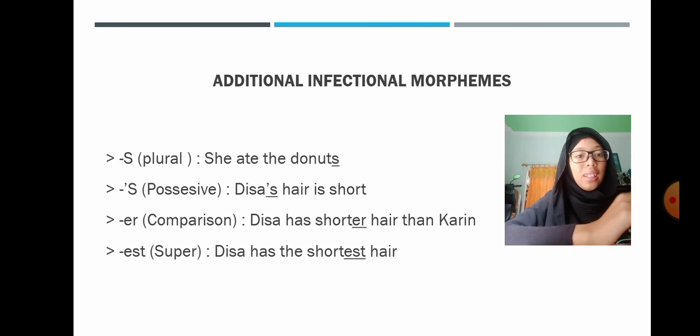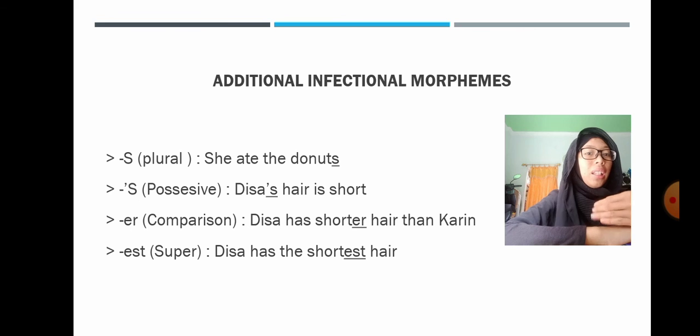For the example, Lisa has shorter hair than Karin. Shorter, we use er.